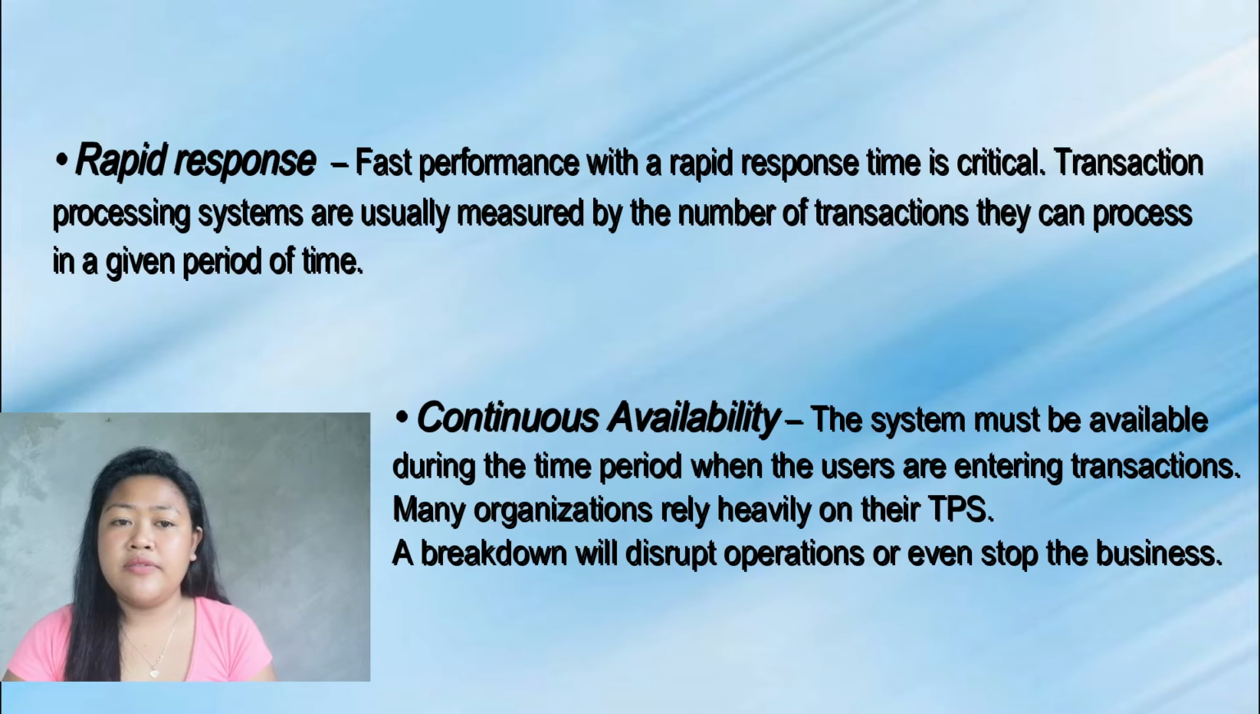Rapid response. Rapid response is fast performance where a rapid response time is critical. Transaction processing systems are usually measured by the number of transactions they can process in a given period of time. Continuous availability. The system must be available during the time period when the users are entering transactions. Many organizations rely heavily on their transaction processing system. A breakdown will disrupt operations or even stop the business.